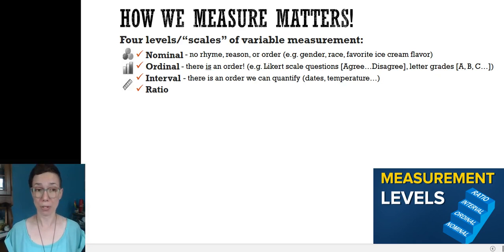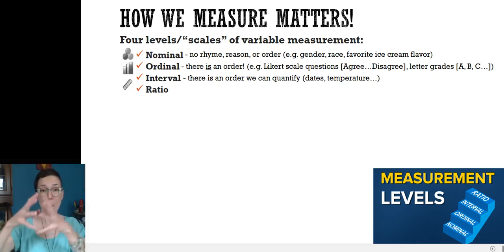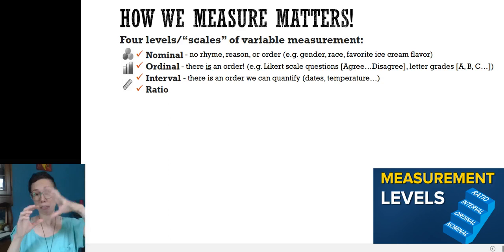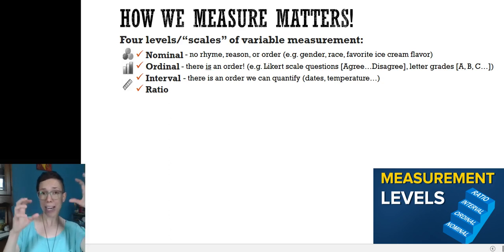So dates, for example, right? I can clearly count how many days or how much time is between these two particular intervals. I can't do that with Likert scale questions. Even letter grades, there's a range of what constitutes a letter grade of A and what constitutes a letter grade of B. So I don't know if someone is 5 percentage points away from an A and a B.